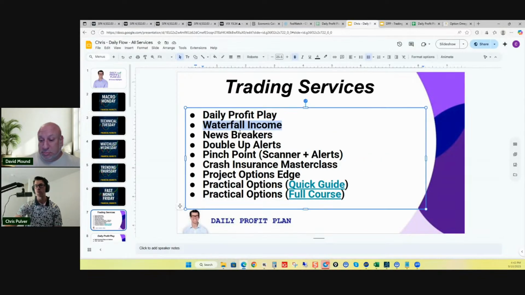Waterfall income, I trade every week on Mondays. Newsbreakers, once we get into earnings season, I'm very active there. Double ups, I've got to get very picky, but I'm only looking at like 10-to-1 reward risk trades. Pinch point scanner is a dashboard that finds awesome opportunities. This is how to hedge your portfolio. This is like my kitchen sink. I can do whatever I want. The most discretionary trading. This is how I manage most of my money.